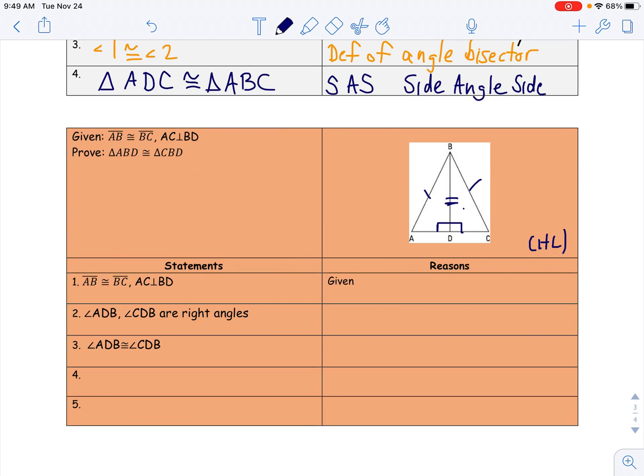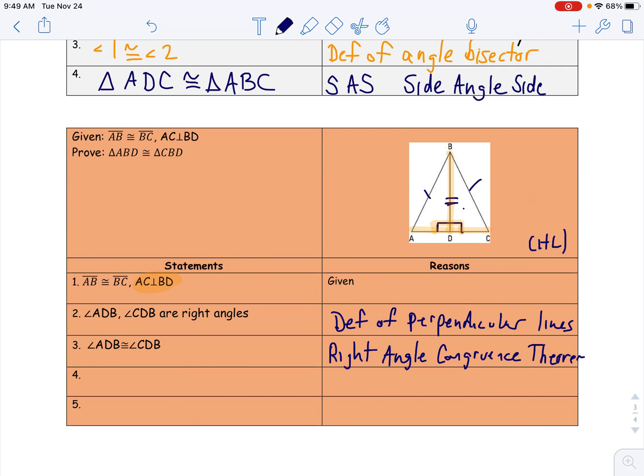So anywho, we have perpendicular lines. This is perpendicular to this, so that's why these angles are right angles by definition of perpendicular lines. Next, we say the angles are congruent because of the right angle congruence theorem. All right, so we have right triangles because we have right angles, right angle congruence theorem.